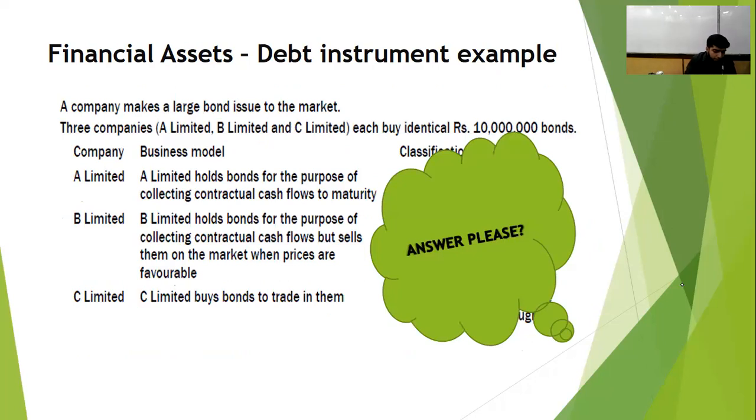That is, A Limited holds bonds for the purpose of collecting contractual cash flows to maturity. How to account for this investment? B Limited holds bonds for the purpose of collecting contractual cash flows, but sells them at market value when prices are favorable. How to account for this investment? C Limited buys bonds to trade in them. And how to account for this investment?